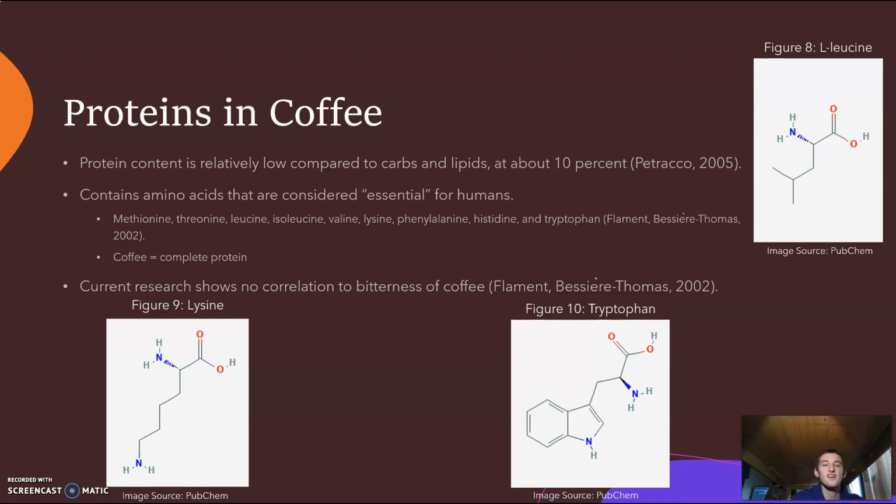And see these figures here, there are just some amino acids, just so you know what they look like. Figure 8 is leucine, figure 9 is lysine, and 10 is tryptophan. So these are all very complex molecules, but the information is very cool.